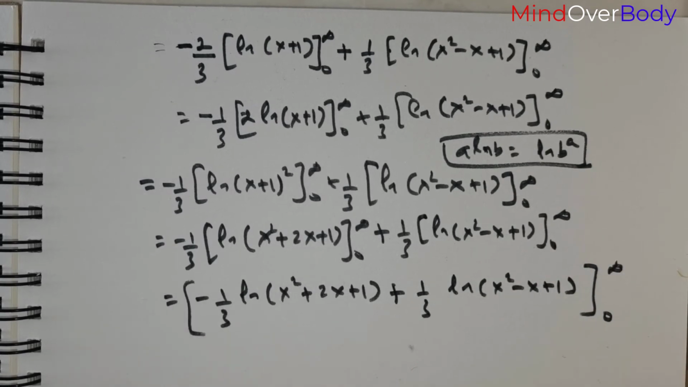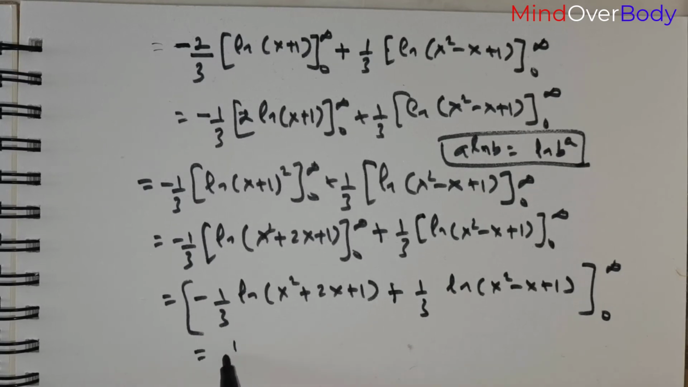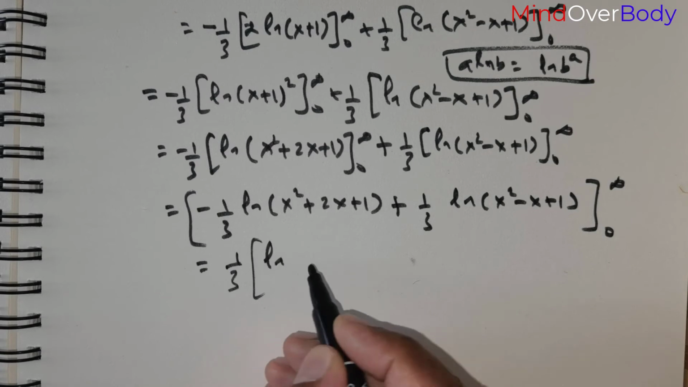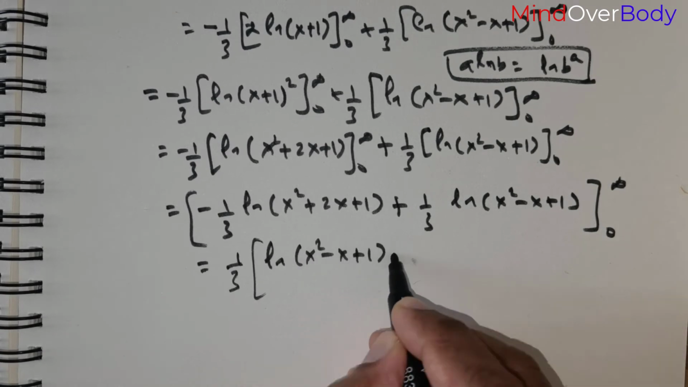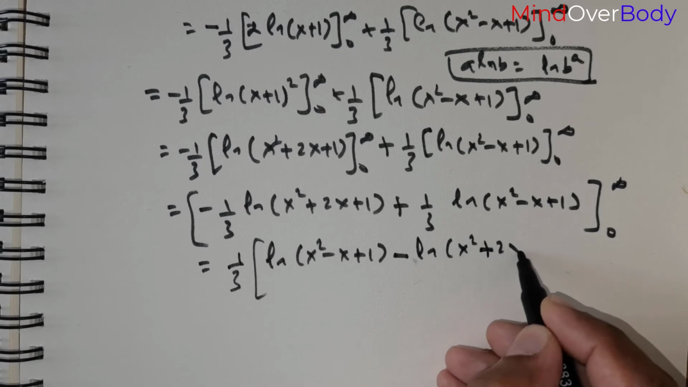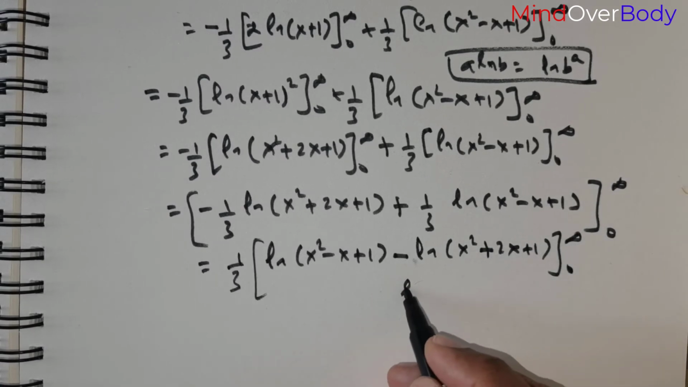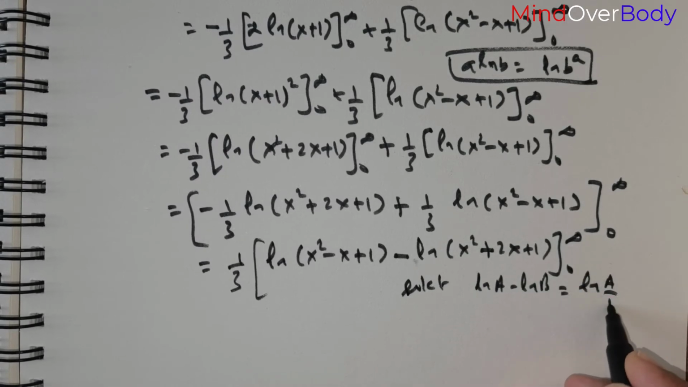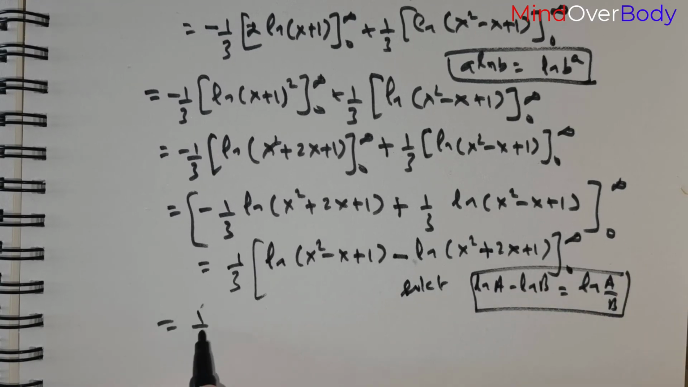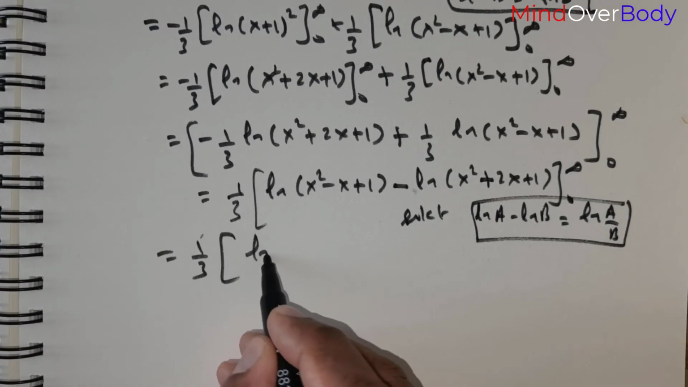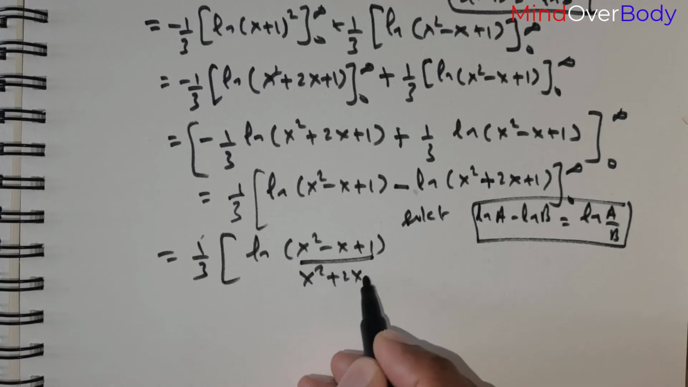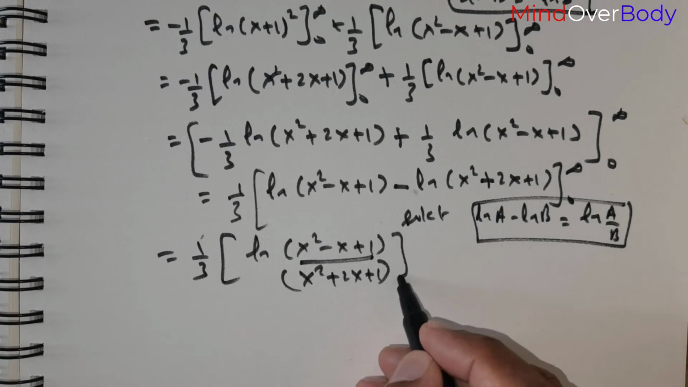I can very well write it like this. Now I need to make a slight flip, or I can just take 1 over 3 out. I want to write the positive component first. So ln of (x squared - x + 1) minus ln of (x squared + 2x + 1). Limits are 0 to infinity. Now we know a formula: ln a minus ln b is equal to ln of a over b. So this is equal to 1 over 3 of ln of (x squared - x + 1) divided by (x squared + 2x + 1). The limits are 0 to infinity.